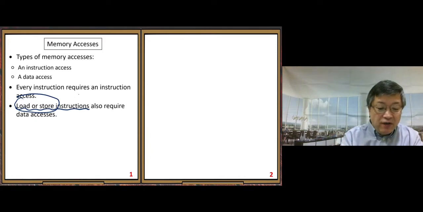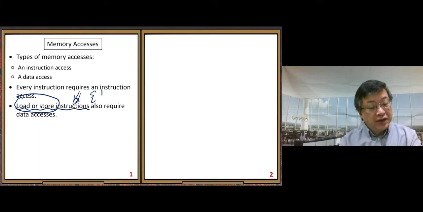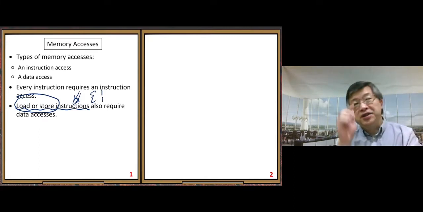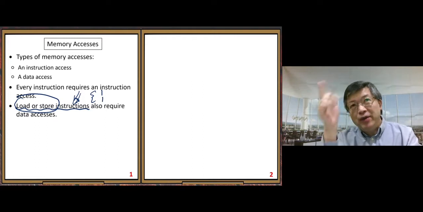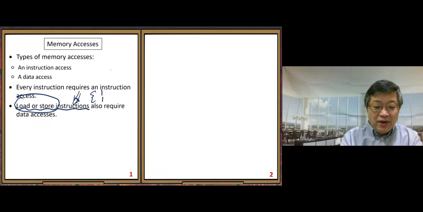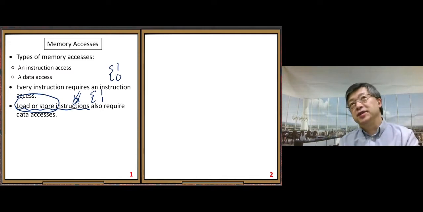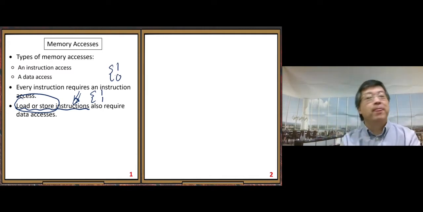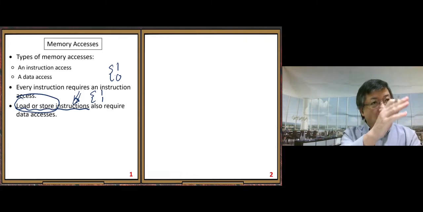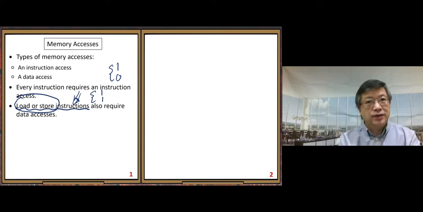So for this type of instruction, you need one instruction access and one data access, so two memory accesses. For some others, one instruction access and zero data accesses. So you can see two different types. This kind of detail is important when we do calculations and questions on memory accesses. We need to consider all these cases.